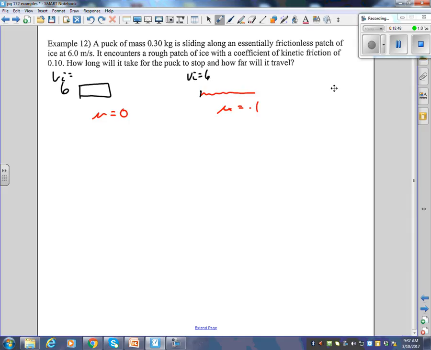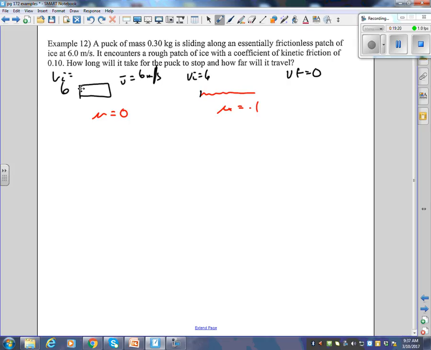We do not know how fast it's going when it gets to the end of it, but oh no, we do. How long will it take for the puck to stop, right? So we know that the VF is 0 there. So during interval A, it's traveling at a constant 6 meters per second. And then here, it's going from 6 to 0, isn't it? So you have to recognize those 2 things. How long will it take for the puck to stop, and how far will it travel?